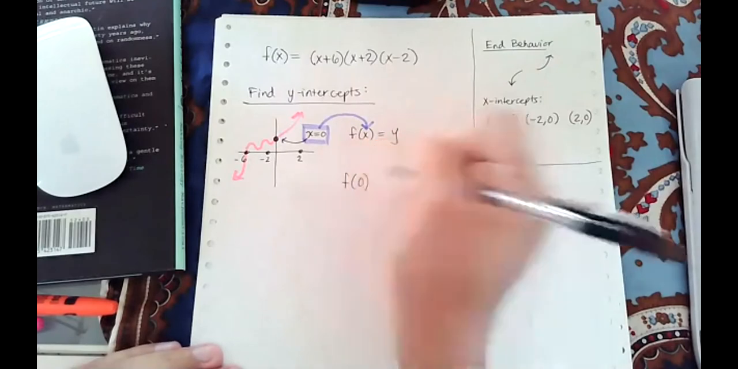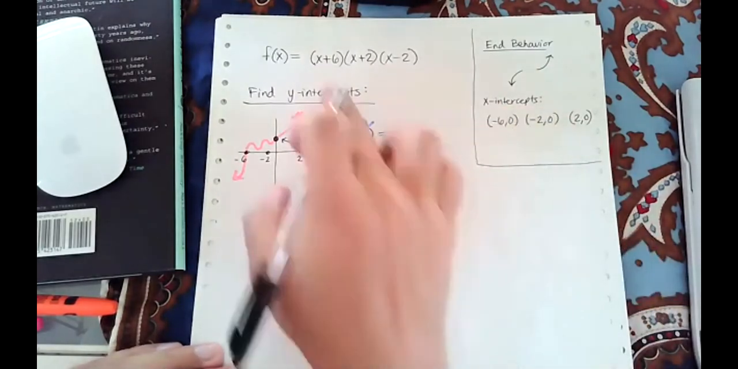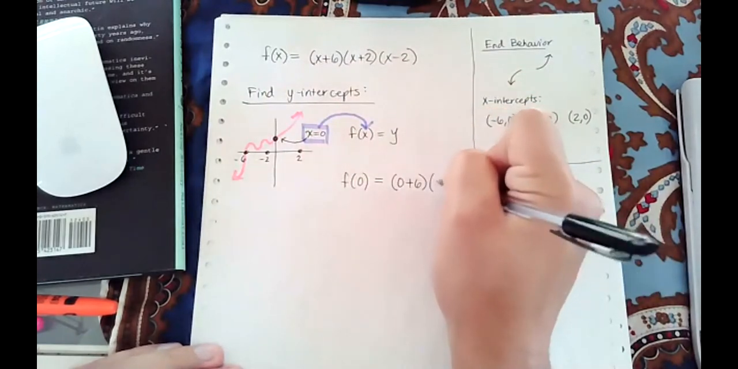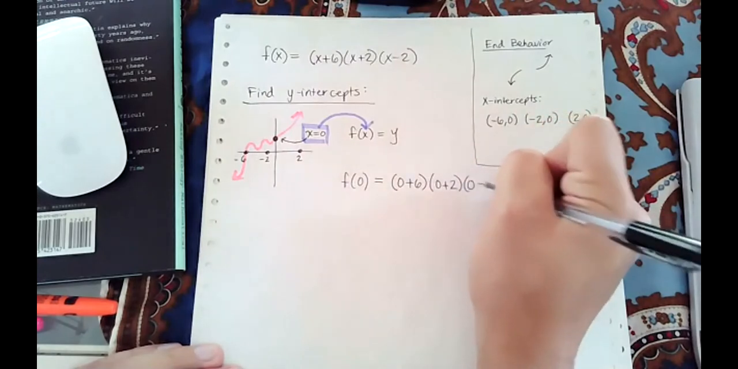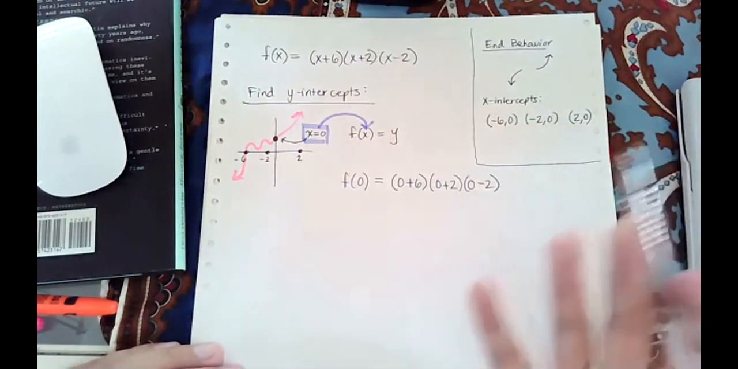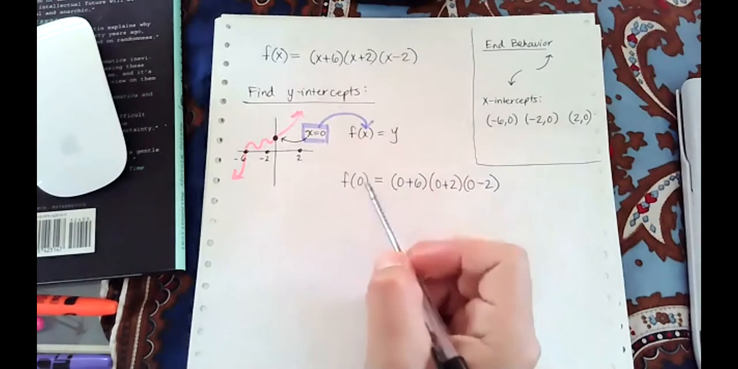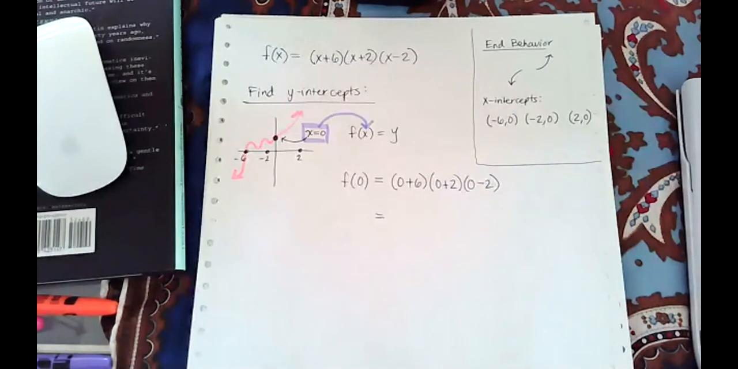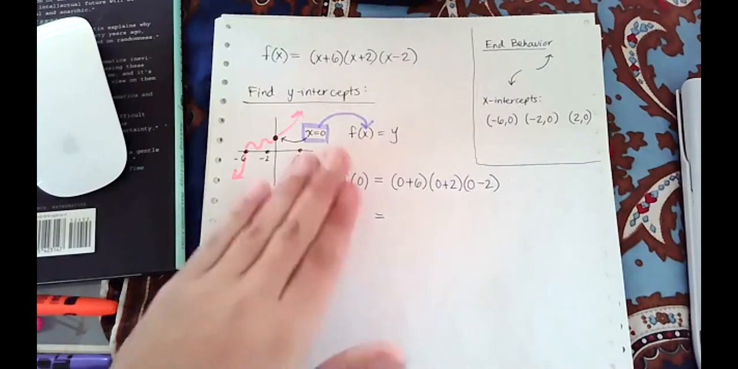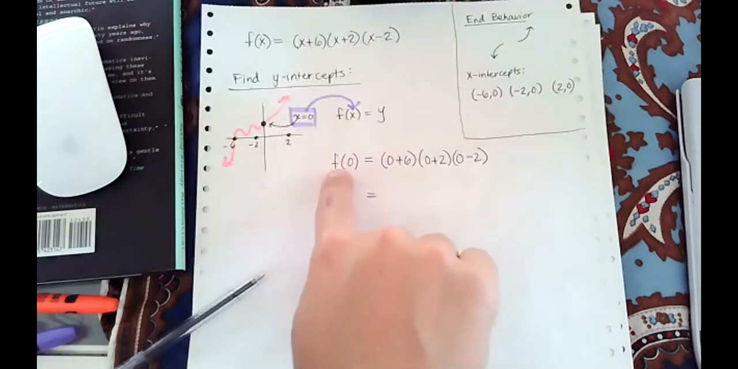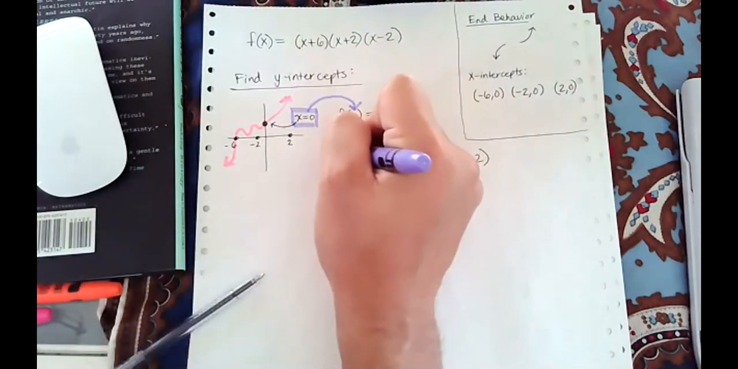F of 0 is what I'm looking for, which is telling me to plug 0 into each of these x's. So I have 0 plus 6 times 0 plus 2 times 0 minus 2. I'll go ahead and simplify this so I can see the y value that we'll get. We want to use our order of operations. Just because we have a zero in here, don't automatically assume that we're multiplying everything by zero, because this is not multiplication. This is saying take zero, plug it into the function. That's how you should interpret this.